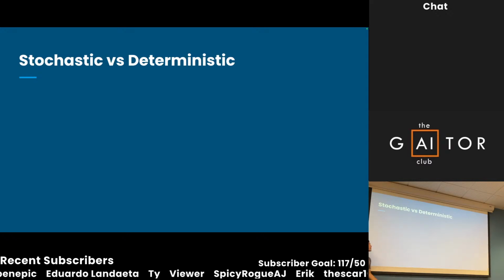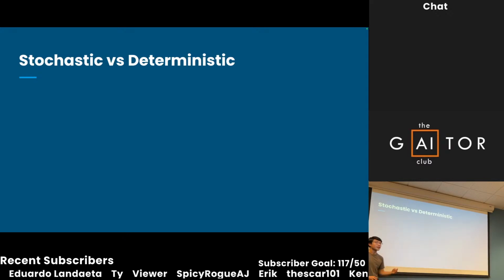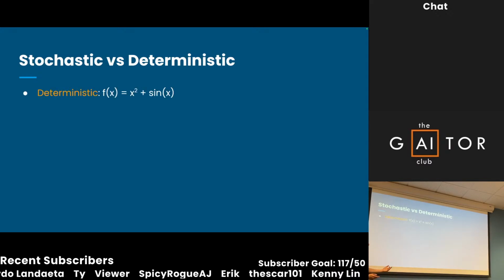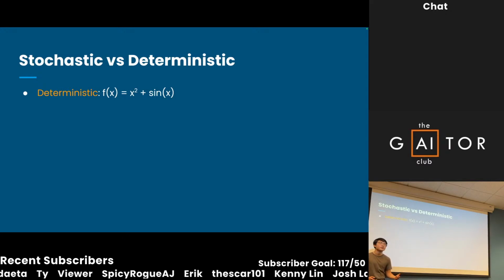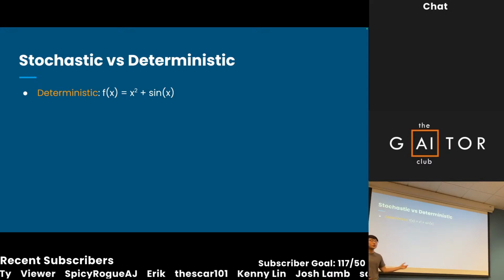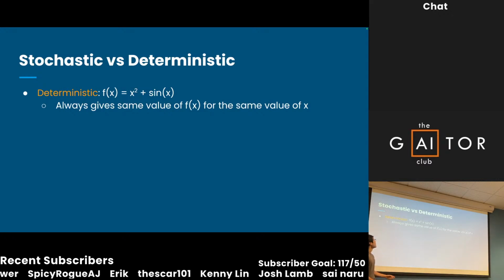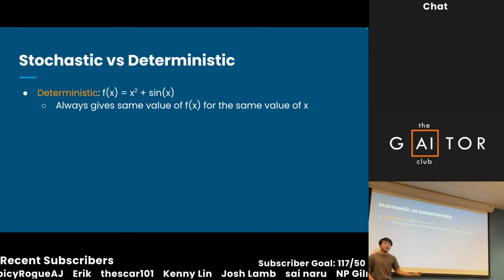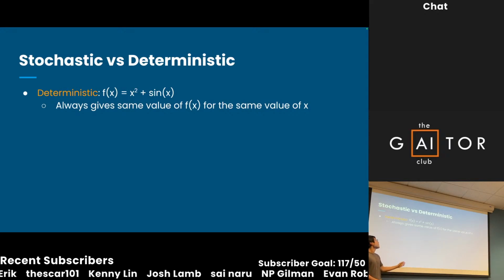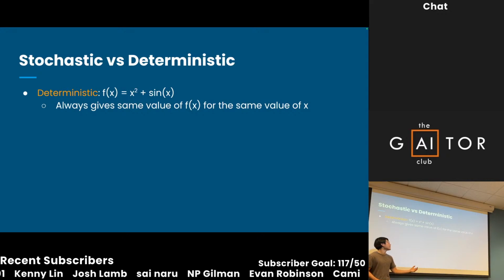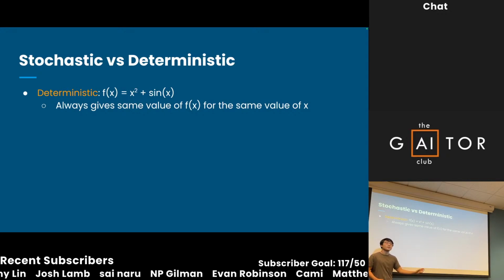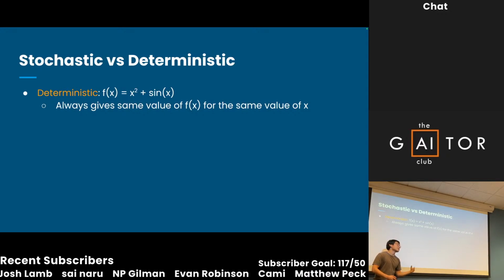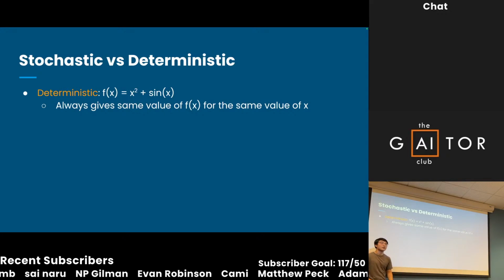Awesome. Okay, now we're going to get to deterministic versus stochastic functions. Deterministic functions are the functions you've always been used to. For example, f of x is x squared plus sine of x. If you put in the same value of x, you'll always get the same output. For example, if you put in pi, you'll get pi squared plus 0, or pi squared, right? So anytime you put in pi, you'll get pi squared. That's a deterministic function. It behaves like you expect it to behave.